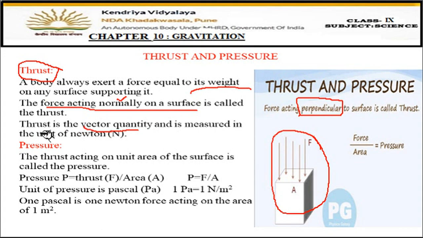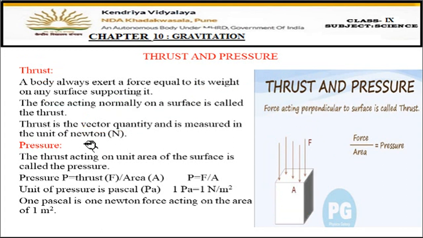And because it is a force, its unit is Newton, right? Now what is pressure? Pressure is the thrust acting on unit area of the surface. Pressure is the thrust, that means the force which is acting on a unit area. Force upon area is called pressure.